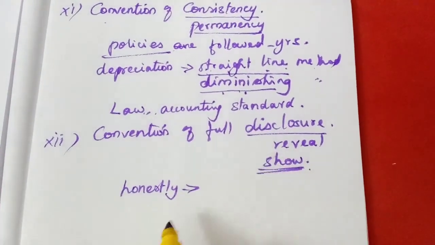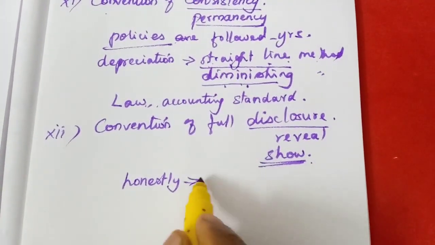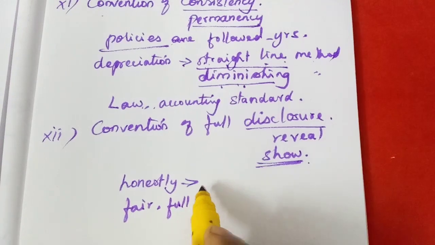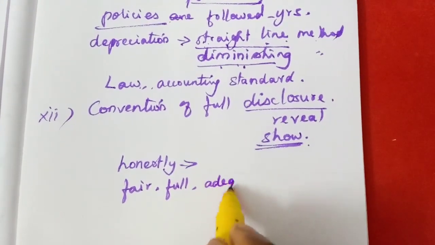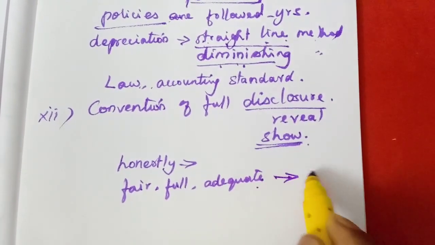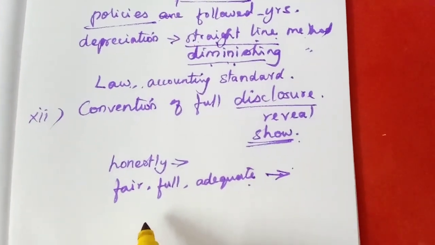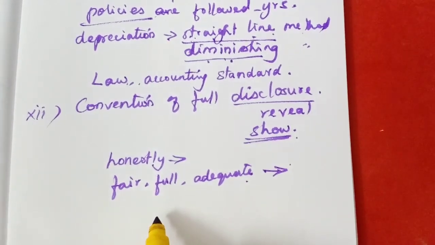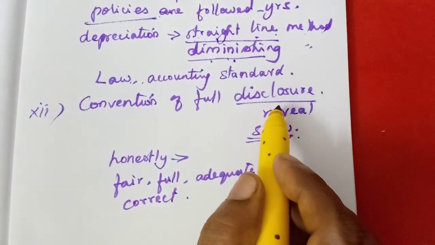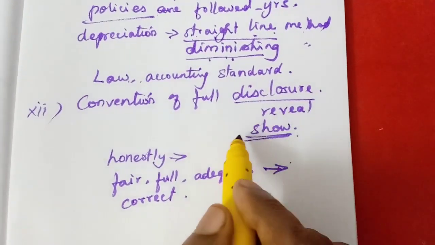They may not hide any important information, but it must be fair, and all the transactions must be revealed, and it must be adequate. Enough information must be given. Understand? Only then they can get full disclosure in the books of account. When they calculate the performance or the profit or loss of the organization, it will be correct. So all the documents which are necessary or important must be revealed in the books of account. That is convention of full disclosure.